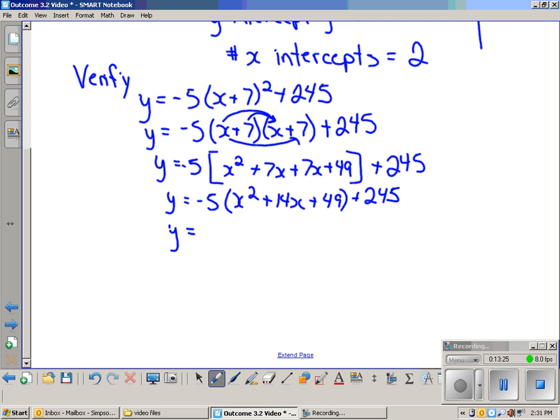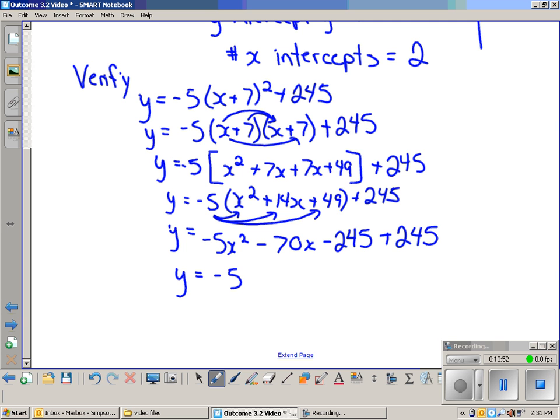Y equals, now I need to multiply this negative 5 in to my bracket, to all three of those terms. So negative 5x squared minus 70x minus 245 plus 245. Last step, y equals negative 5x squared minus 70x plus 0. This is what we started with, and so I have verified my answer.